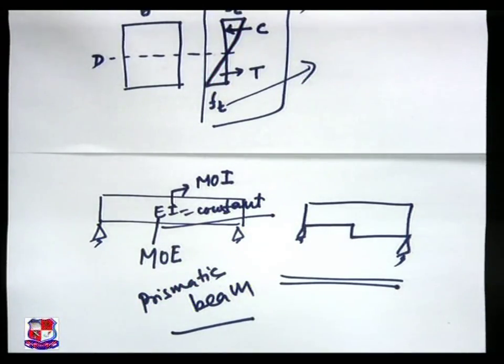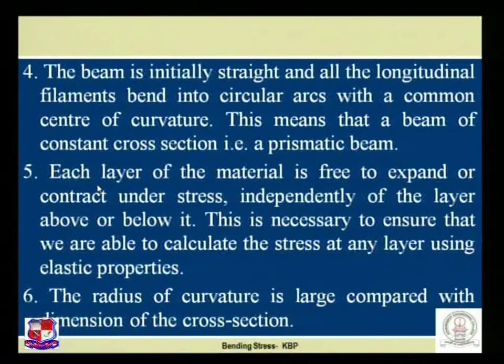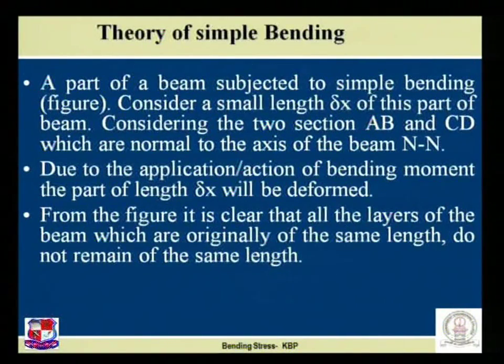Okay, let us go to the PPT. Fifth assumption: each layer of the material is free to expand or contract under stress independently of the layer above or below it. This is necessary to ensure that we are able to calculate the stress at any layer using elastic properties. Sixth assumption: the radius of curvature is large compared with the dimensions of the cross section. So these are the six assumptions used in the theory of simple bending.